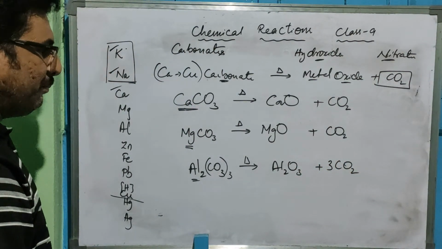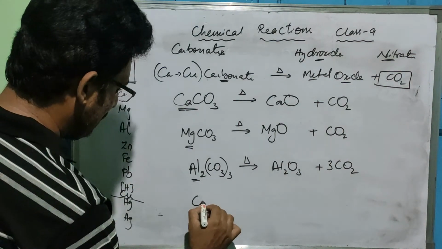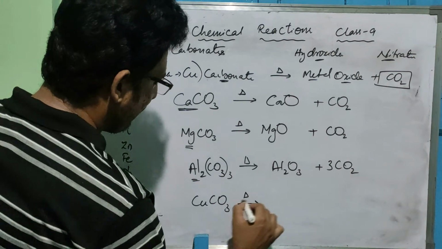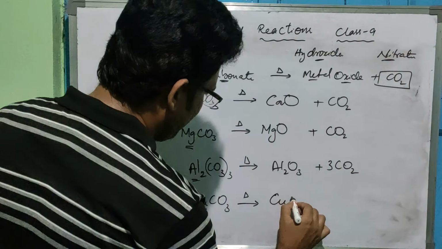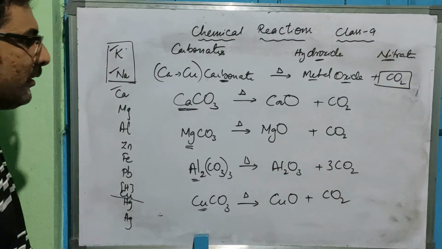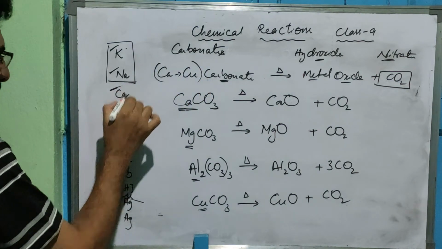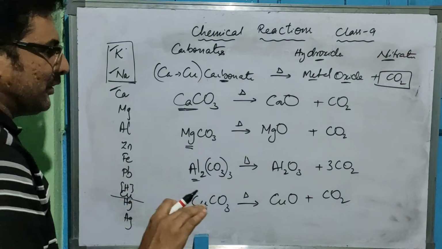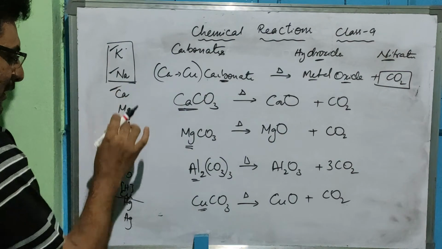So now it is balanced. Okay, so let's take copper. Copper carbonate on heating will give us metal oxide. What is the metal here? Copper. So we will get copper oxide plus carbon dioxide. This is how the carbonates of the metals from calcium to copper undergo thermal decomposition.